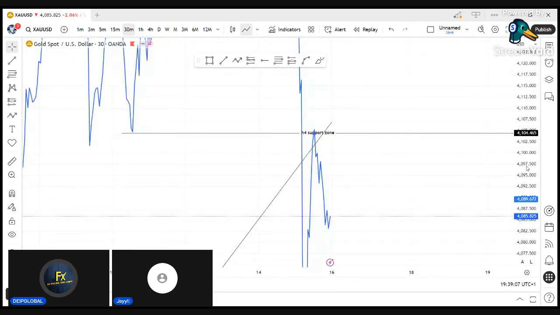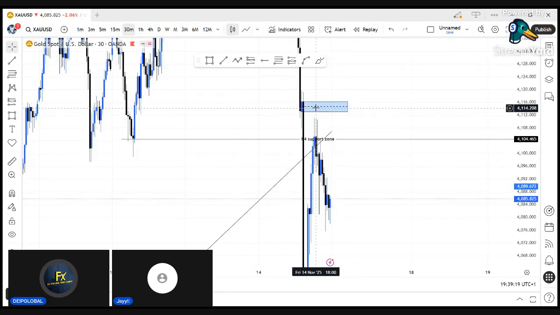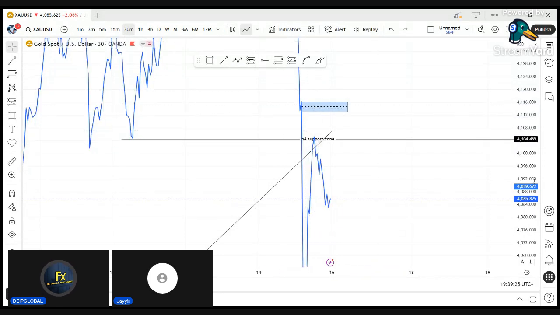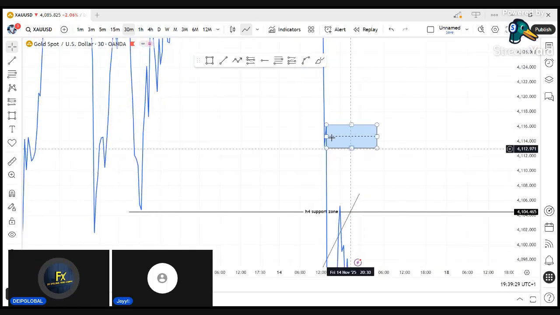This was the first entry point right here. I'll just call this a support and resistance zone. The market was supposed to come here, retest this, and sell down, but the market did not. We missed this one again. If the market comes back here, we want to take this one, but we'll miss this again.